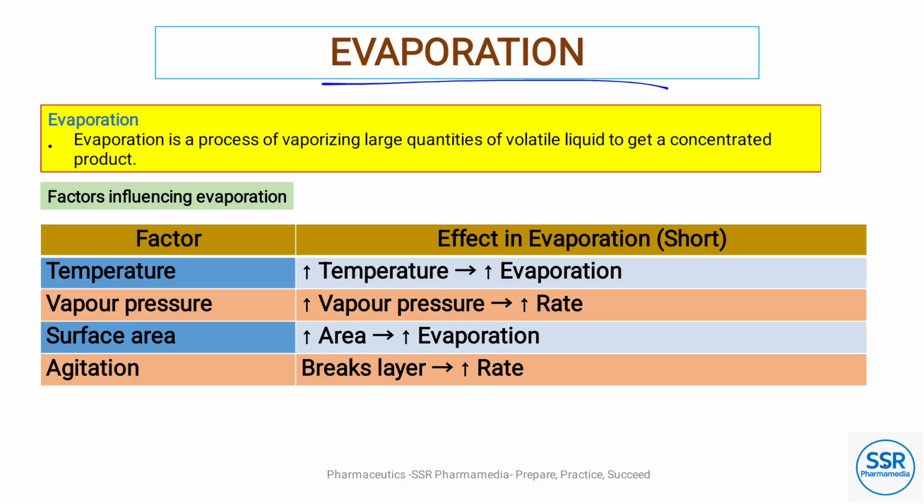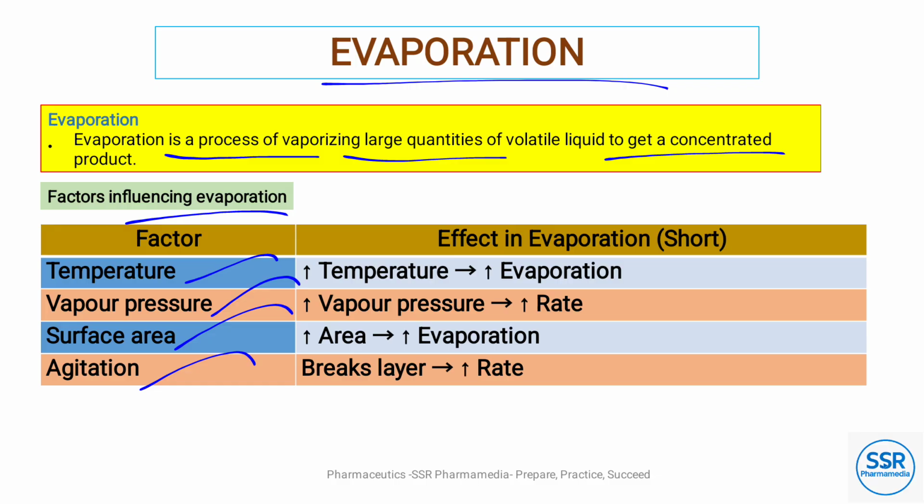So next is evaporation. Evaporation is the process of vaporizing large quantities of volatile liquids to get a concentrated product. The factors influencing evaporation are temperature, vapor pressure, surface area, and agitation. When temperature increases, evaporation increases. Vapor pressure increases the rate of evaporation. Surface area increases evaporation as well. And agitation breaks layers, increasing the rate of evaporation.